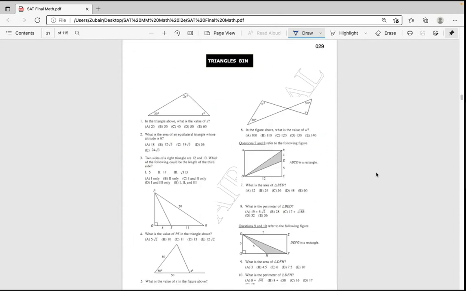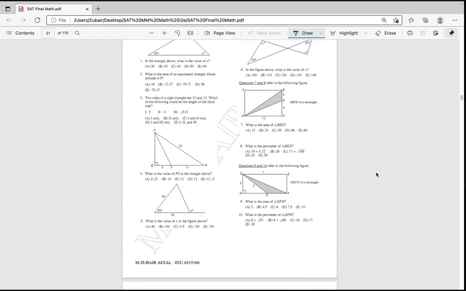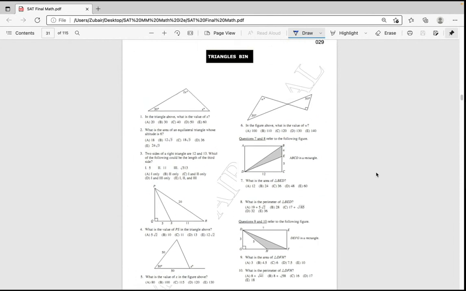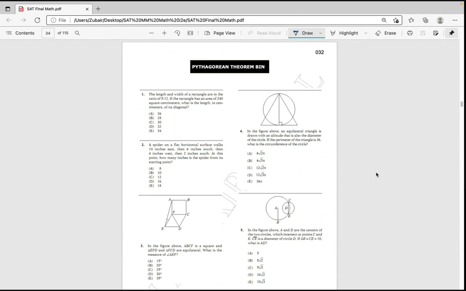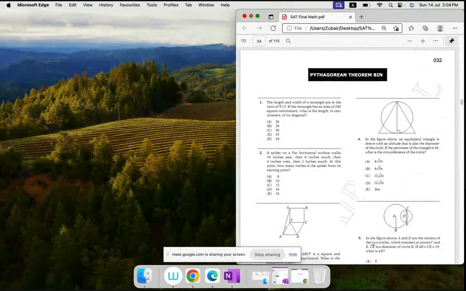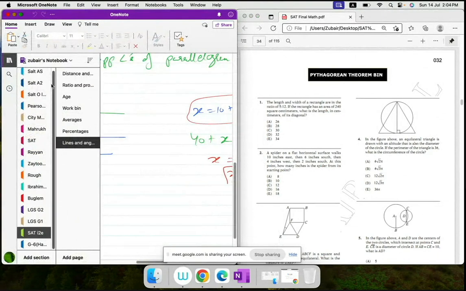Did I share this one as well? Uh, this one no, yeah, so you did. Yeah, okay. Okay. There are two basic triangles.